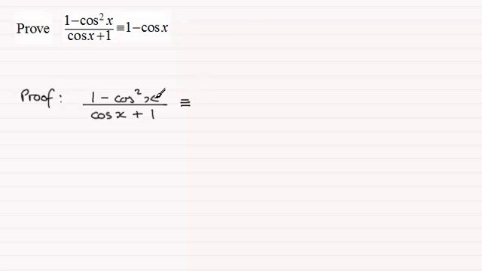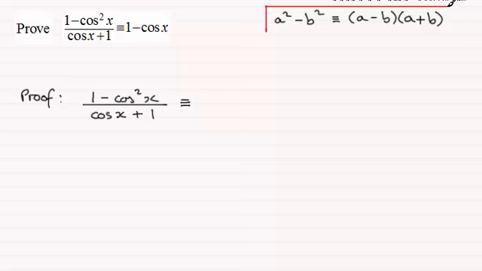1 minus cosine squared x, this is quite common in identities to get what we call the difference of two squares. This factorizes. You should be familiar with the fact that a squared minus b squared, when you've got something squared minus something else squared, is identical to a minus b multiplied with a plus b. The difference of two squares then. Watch out for this because it does occur a lot when you're doing identities, especially these types of identities. The difference of two squares then.